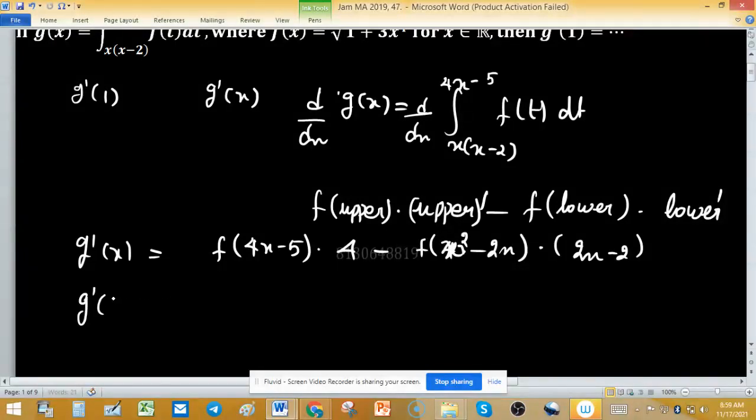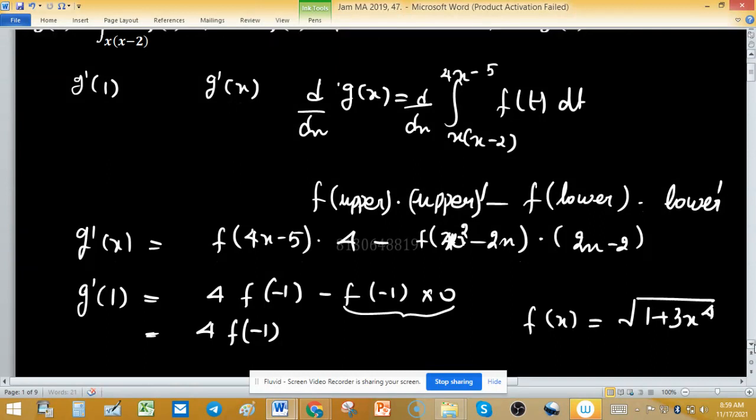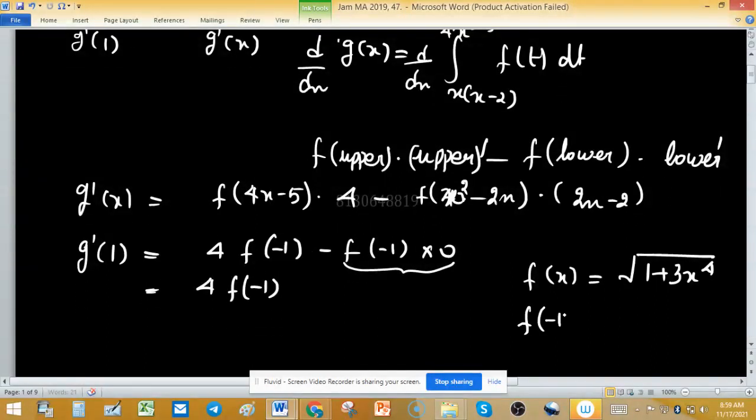Now we need to calculate the value of g dash 1. g dash 1 will be 4 f of minus 1 minus f of minus 1 into 0. So finally this term will go to 0 and the remaining term will be 4 f of minus 1, and the function f is given as f of x equal to square root of 1 plus 3x raised to the power 4. So from this, f of minus 1 equals 2. So 4 into 2, which means 8, is the correct answer.